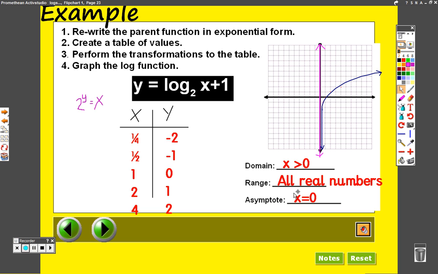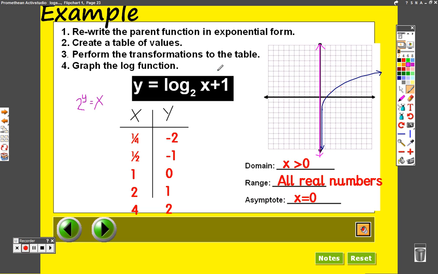So notice there's a difference. We used to have an asymptote of y equals 0, a horizontal asymptote. Now we have a vertical asymptote, and it's x equals 0. Domain, all x's greater than 0. So you really need to be careful. Oh my gosh, I just realized something. I graphed the parent function 2 to the y equals x, but I forgot about this +1. Alright, let's go back and look at that.